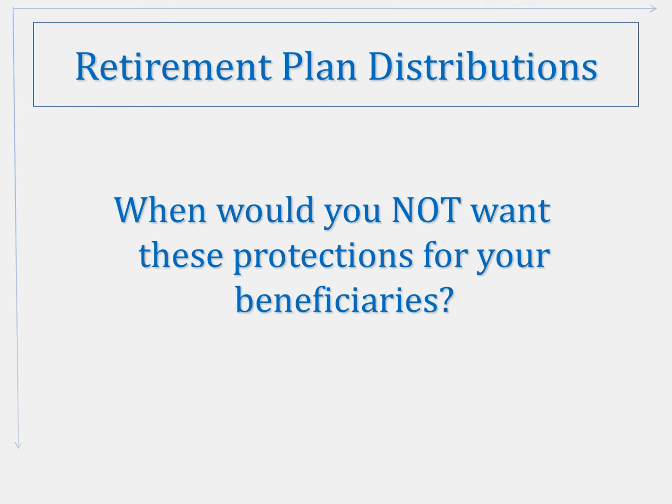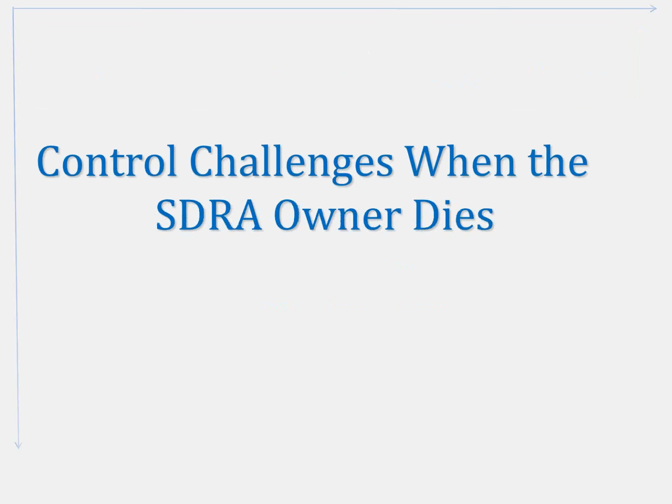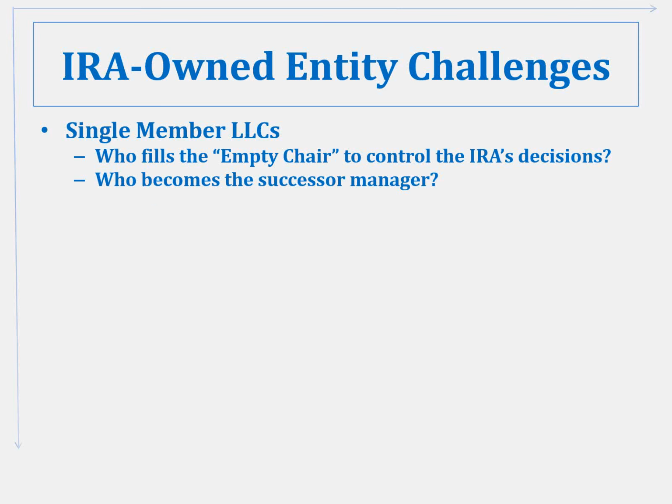Or when is it okay for this money to be spent before they can qualify for Medicaid? Most people would say never. Or when is it okay for their creditors to get the money instead of them? And the answer would normally be never. So most people, when they understand those circumstances, decide that they would like very much to have the protections afforded by trusts. And that's going to become important when we talk about the control challenges that happen when we use self-directed retirement accounts, particularly in a small LLC.